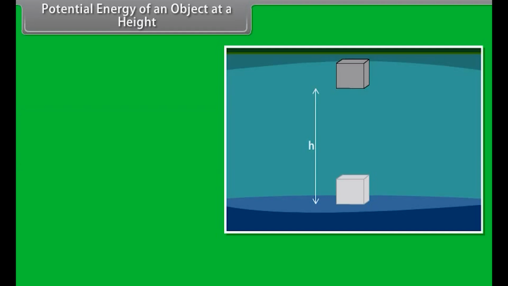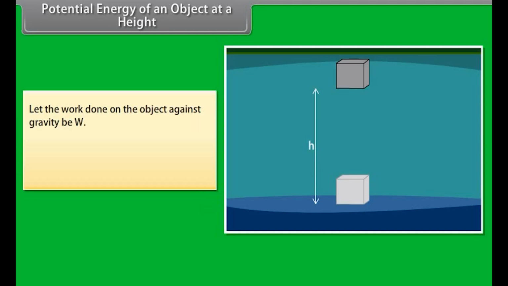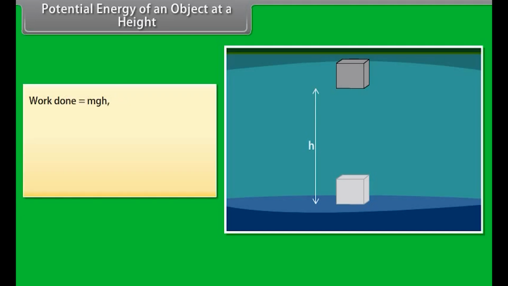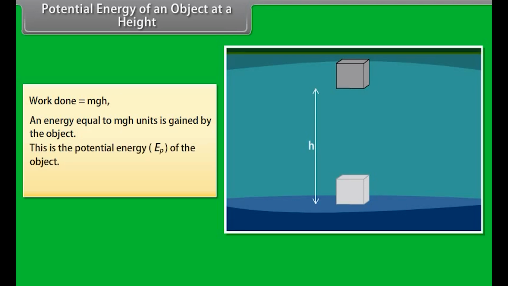The object gains energy equal to the work done on it. Let the work done on the object against gravity be W. That is, work done, W, is equal to force times displacement, which is equal to mg times h, which is equal to mgh. Since work done on the object is equal to mgh, an energy equal to mgh units is gained by the object. This is the potential energy of the object.